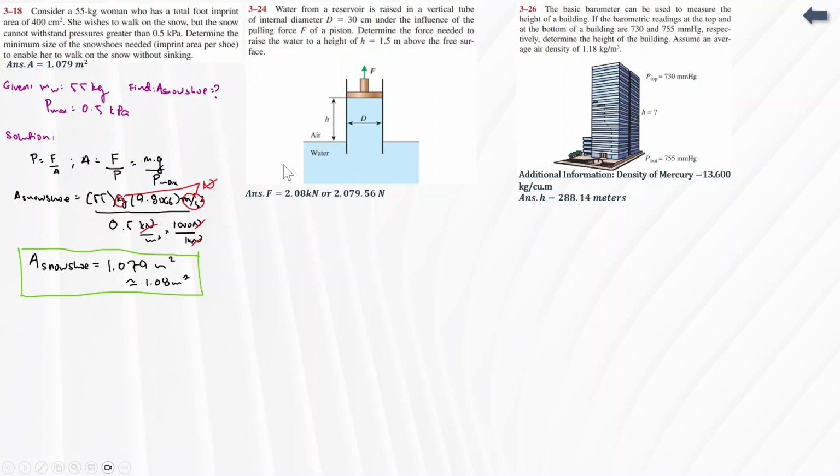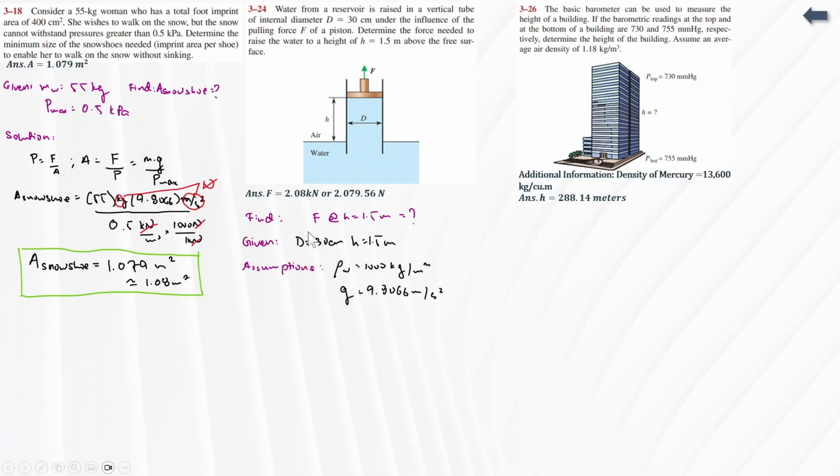So we're being asked to determine the force. For us to know that, we need to know several things. We're given the height, okay, that's good. And we're given the dimensions too. So technically, we can get the pressure. So we're being asked to find the force at a height of 1.5.